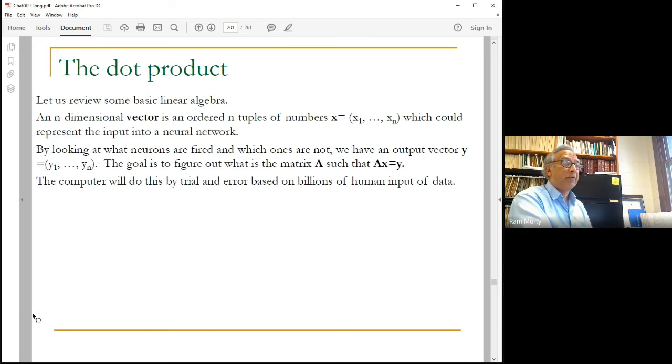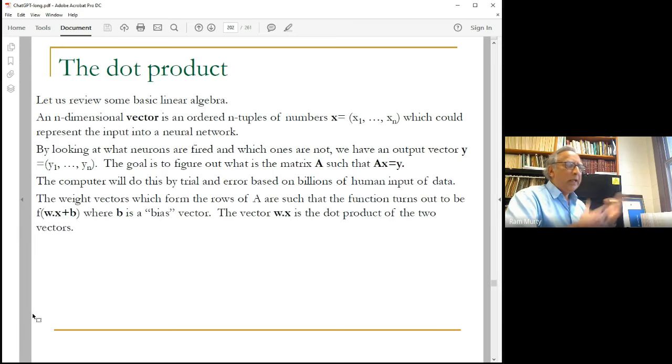The computer will do this by trial and error based on billions of human inputs of data. The weight vectors, which form the rows of A, are such that the function turns out to be f of w dot x plus b. B is a bias vector. So you see, this is human perception also. When you see something, your mind is looking at its matrix of memories and has applied the bias, your own personal bias, and then your output response is based on those matrix of memories. Something similar is happening here.